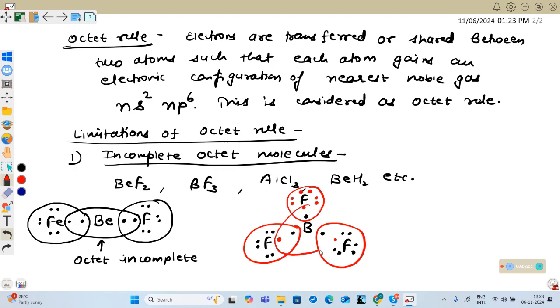And boron will have 6 electrons after sharing electrons. The central atom boron will have 6 electrons in the valence shell, right? Okay. Same thing with aluminium. Boron and aluminium belong to the same group.